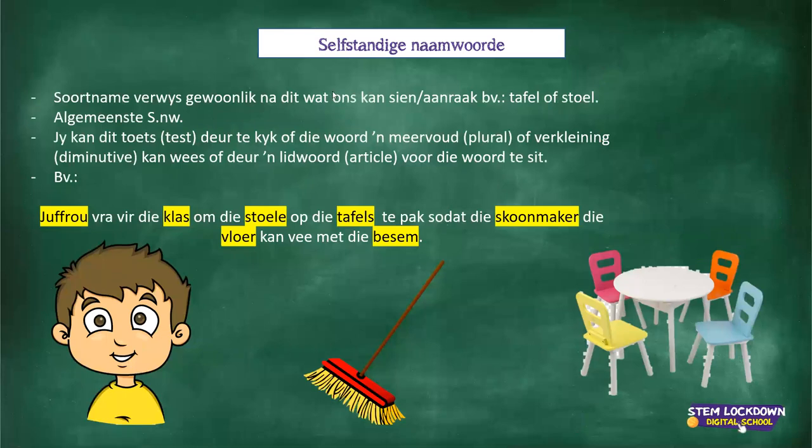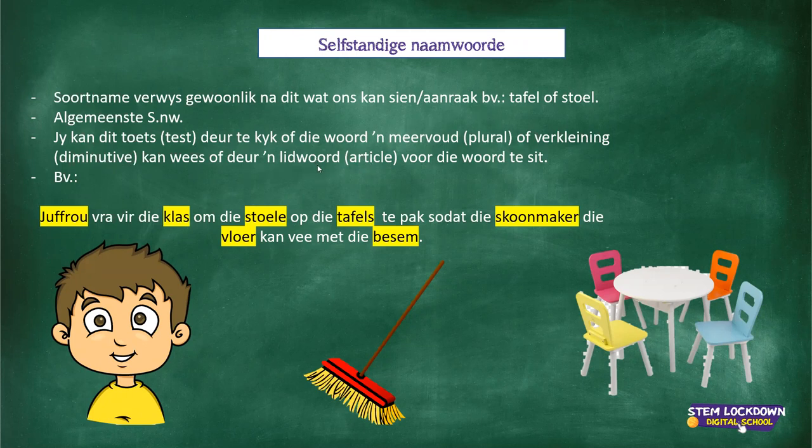A common noun is 'n soort naam, en dit verwys gewoonlik na dit wat ons kan sien, aanraak, byvoorbeeld 'n tafel of 'n stoel. It's also the most common, die algemeenste selfstandige naamwoord. And you can test it, deur te kyk of die woord 'n meervoud, 'n verkleining, kan wees, of deur 'n lidwoord, 'n artikel voor die woord te sit. Now I'm going to explain this step by step. You can test whether something is a common noun by testing whether it has a plural, or a diminutive, or if you can put an article in front of the word.